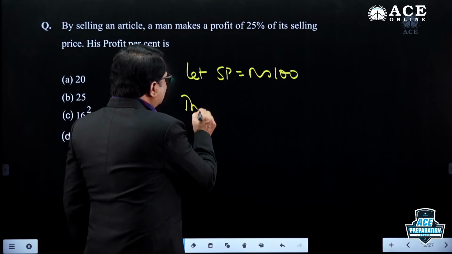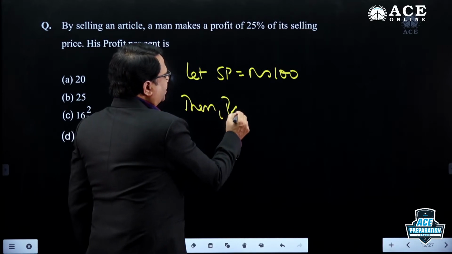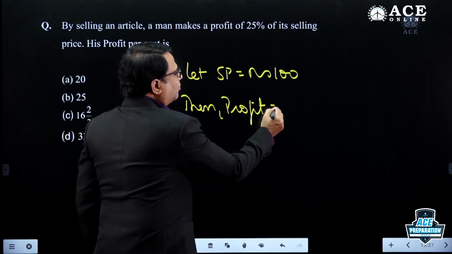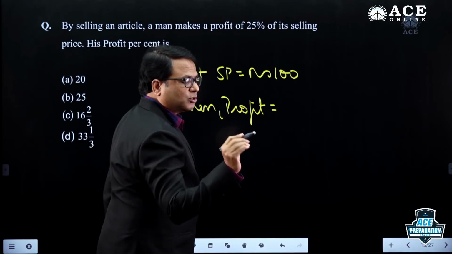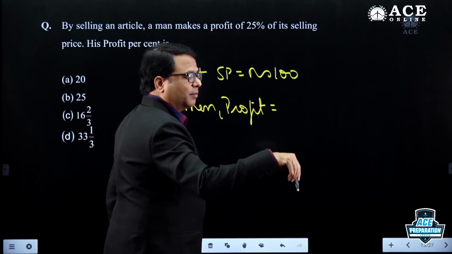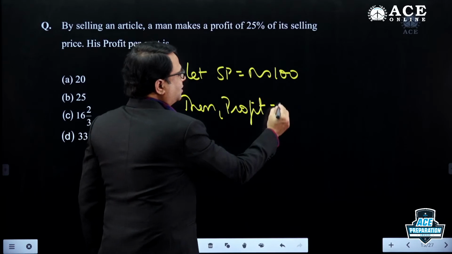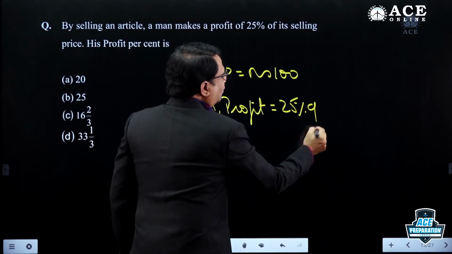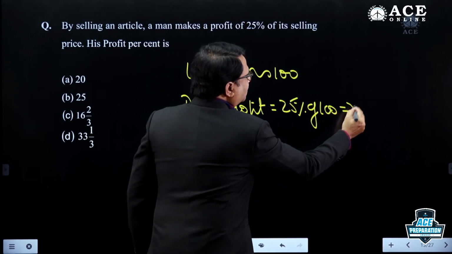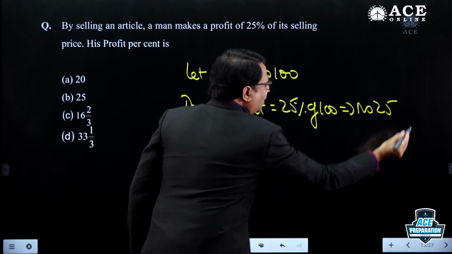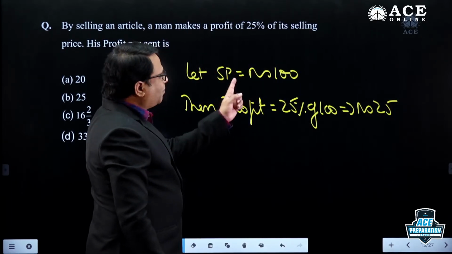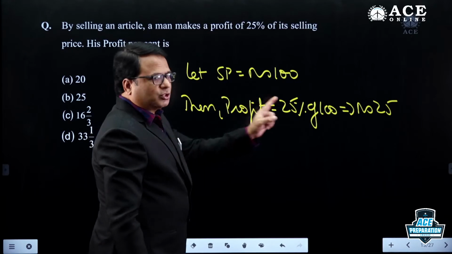Then profit will be how much? It is clearly given profit is 25% of selling price. That means 25% of 100. That is rupees 25. So selling price is 100 and profit is 25.